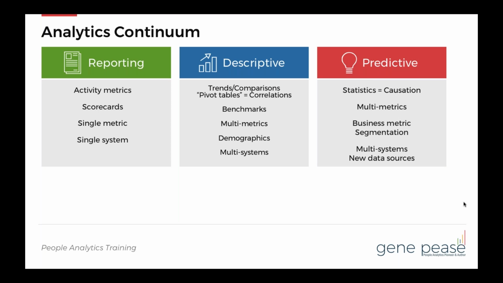And then predictive is adding statistics to the descriptive mix, which moves you from correlations to causation. It's multi-metrics like descriptive, it's multi-systems like descriptive, but you're moving from demographics into segmentation because you're moving into causation. In many cases we're now beginning to use in the predictive world things like new data sources and techniques like machine learning. And again, I won't talk about prescriptive here because it's still in the very, very early stages.